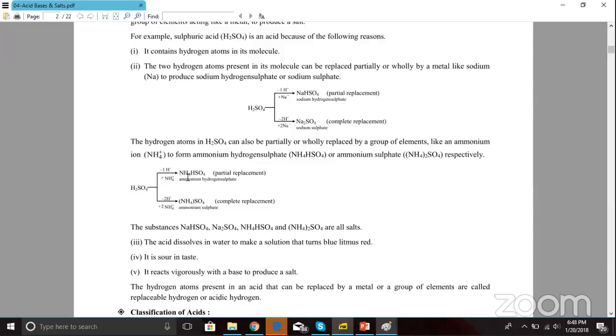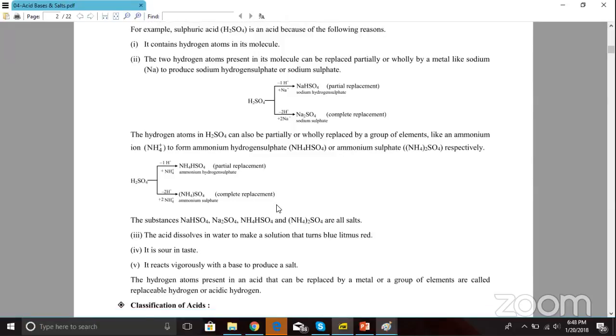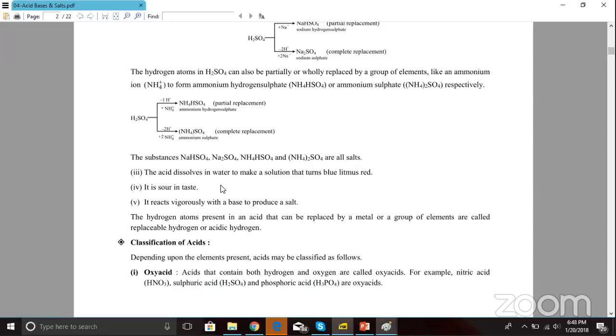So it forms NH4HSO4. This we call partial replacement, ammonium hydrogen sulfate. Now we are replacing the two hydrogen atoms with two ammonium ions. So (NH4)2SO4, ammonium sulfate. This we call a complete replacement. Now, the substances such as sodium hydrogen sulfate, ammonium hydrogen sulfate, and ammonium sulfate, we call salts.